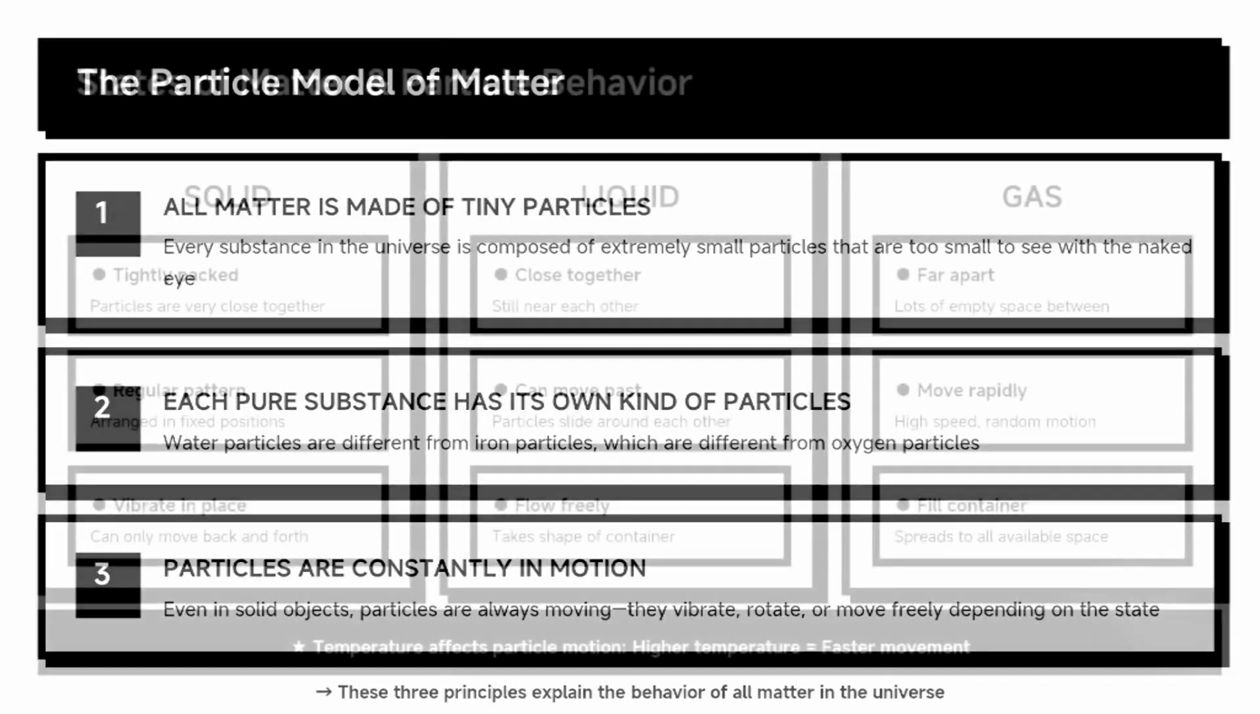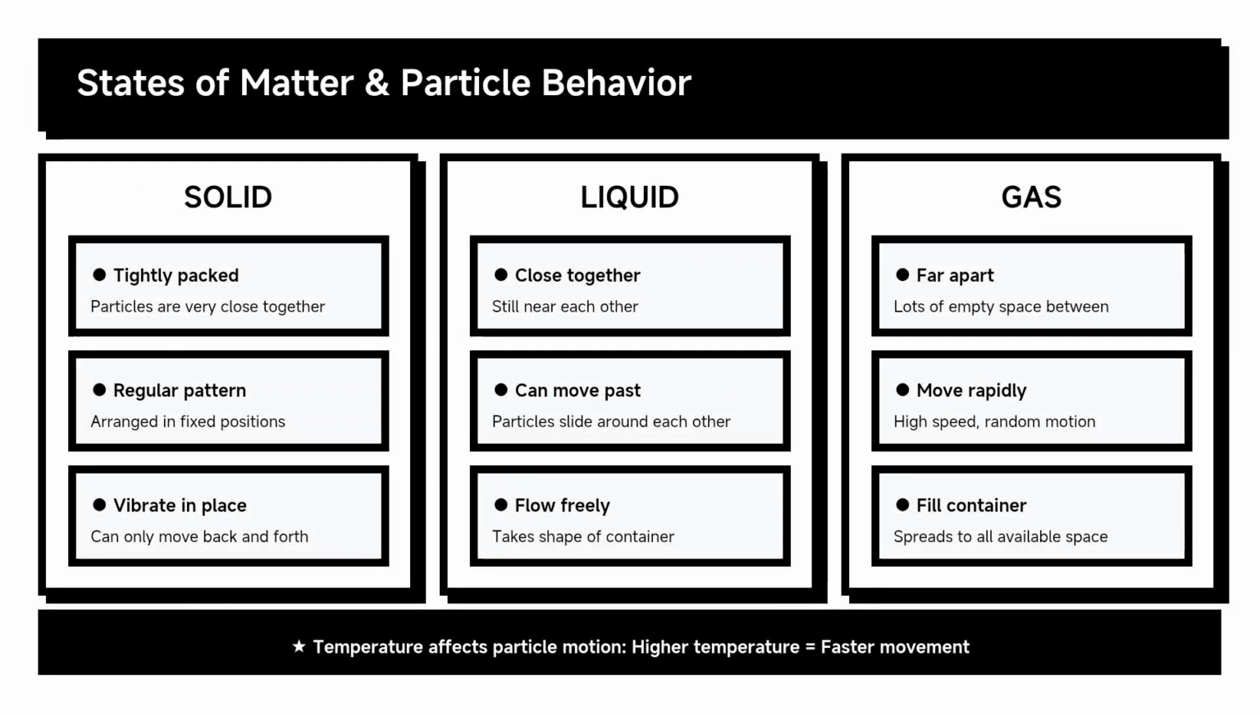Let's look at how particles behave in different states of matter. In solids, particles are tightly packed and only vibrate in place. In liquids, particles are close together but can move past each other, allowing them to flow. In gases, particles are far apart and move rapidly in random directions.